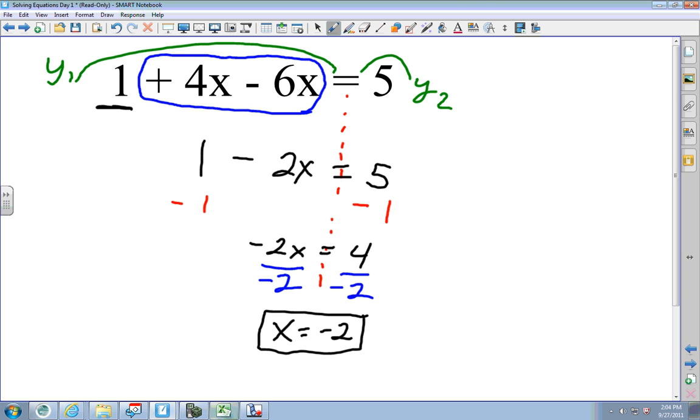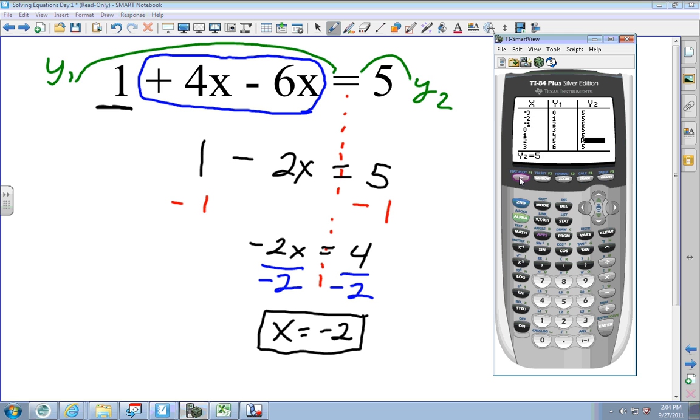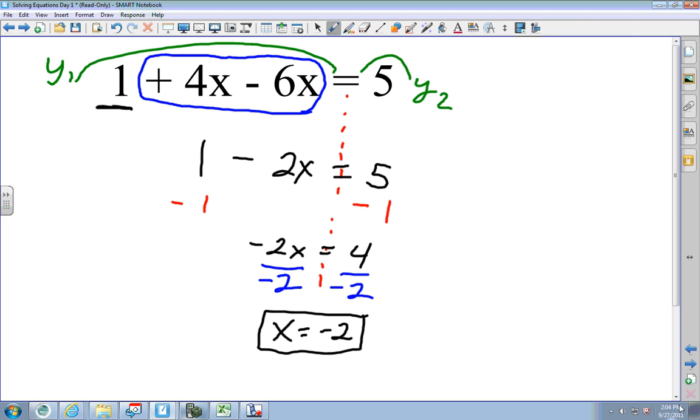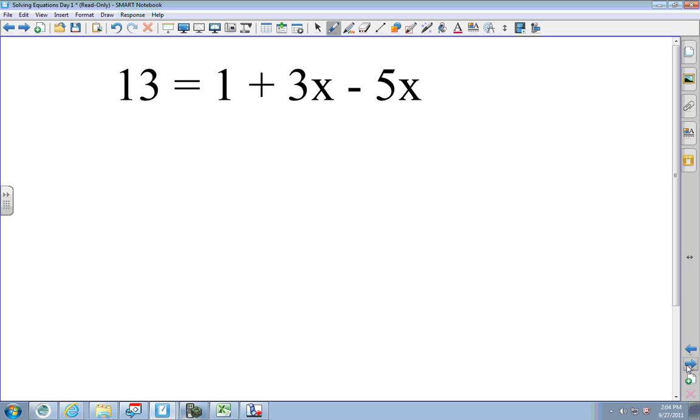So I'm going to pull my calculator up here, go to y equals, I'm going to put in there 1 plus 4x minus 6x, and go down here, and that's equal to 5. Second graph. I think the answer is -2. Whoops, I went too far. There's -2. y1 and y2 are the same. They are both 5. That means I got it correct. Next, again, pause the video and come back and see how you do.